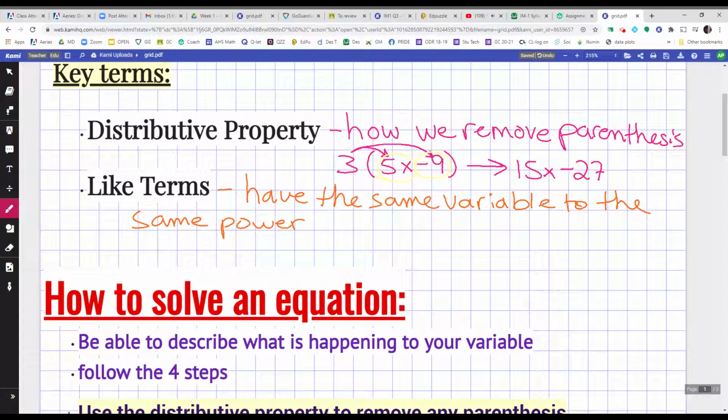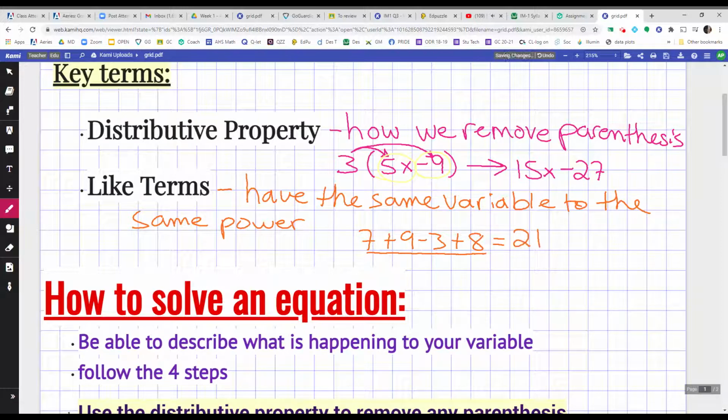What does that look like? Well, like terms could be, examples, 7 plus 9 minus 3 plus 8. Those are all like terms. They all have the same variable, which is no variable. That's okay. That is a variable to the 0 power. So you just combine your like terms. I got 7 plus 9 is 16. Take away 3 is 13, plus 8 is 21.